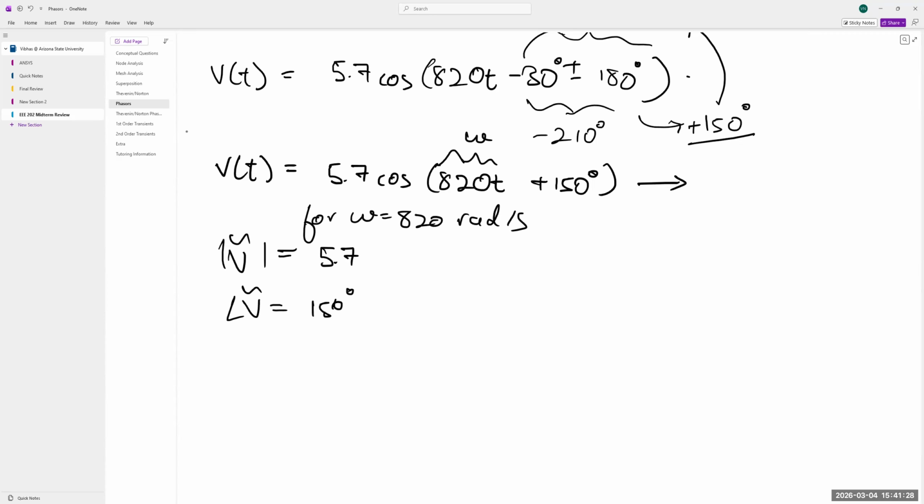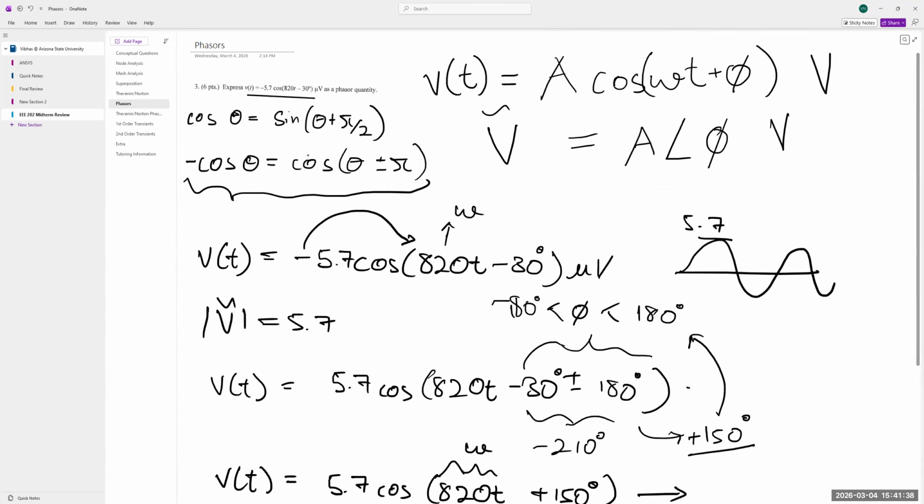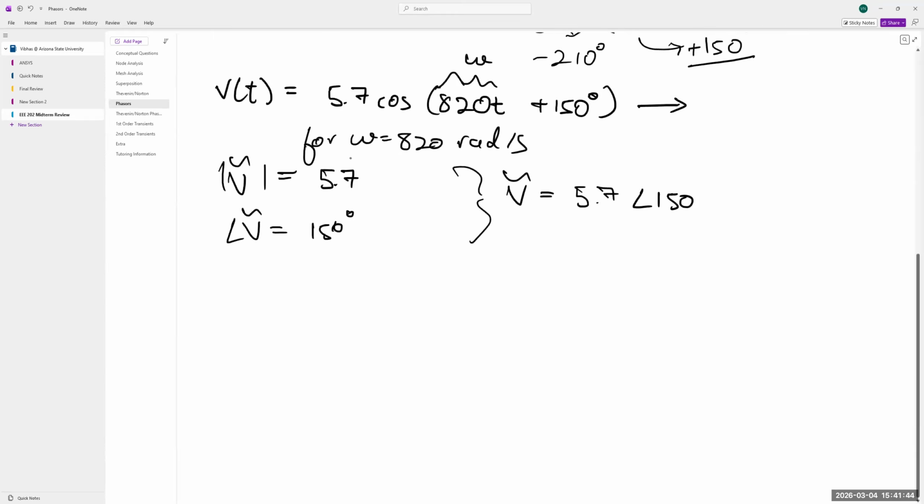So together, we're going to write V is equal to 5.7 angle 150. And if we go back to the question, you notice that the question said that V of t is expressed in microvolts. You have to maintain those units. You're going to say microvolts at the end.